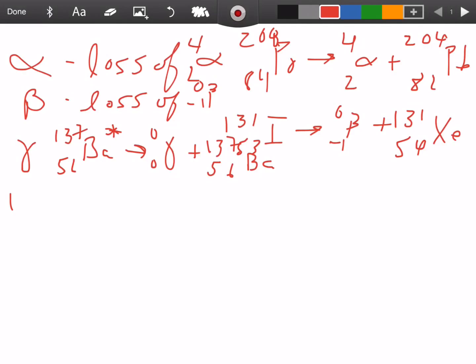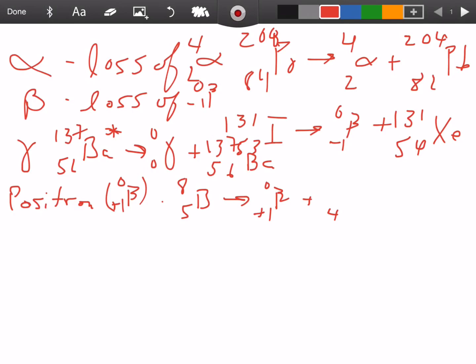The next one is what we call a positron emission. Positron emission is a beta particle, but instead of it being an electron, it's a positron, so it has a +1 charge but no mass. An example of this would be something like boron 8. Boron 8, if it's going to positron emission, that means we're going to get a beta with a +1 and a 0. So we're going to end up with a 4 down here and 8 up above. And when we look at the periodic table, we see that 4 protons is beryllium.